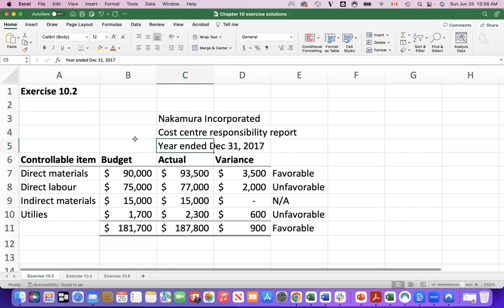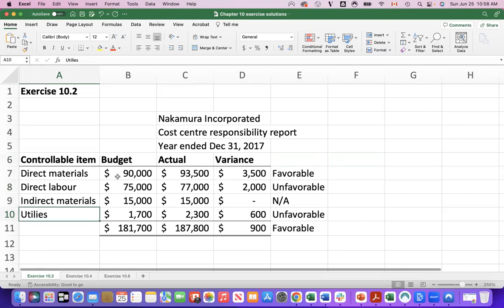So we're going to have 4 columns here, really 5 columns, but 4 official columns. We're going to have the controllable item, so the costs that we're focusing on, the budgeted amount for that cost, the actual amount for that cost, and then the variance, the difference between the two. And then we're going to label it as either favorable or unfavorable. So the 4 items that the production manager had control over were direct materials, direct labor, indirect materials, and utilities.